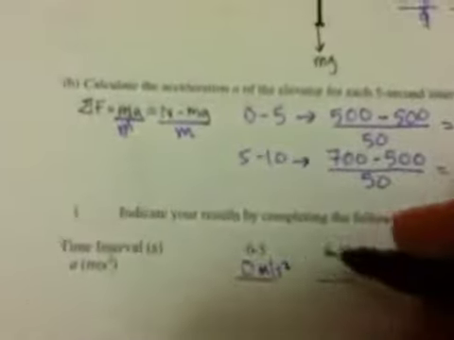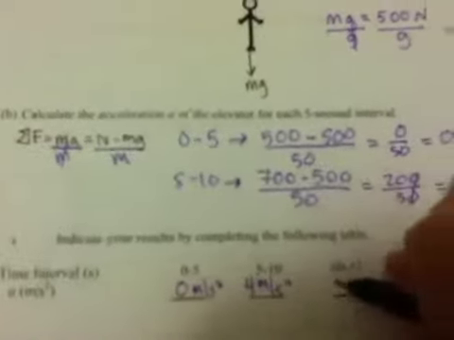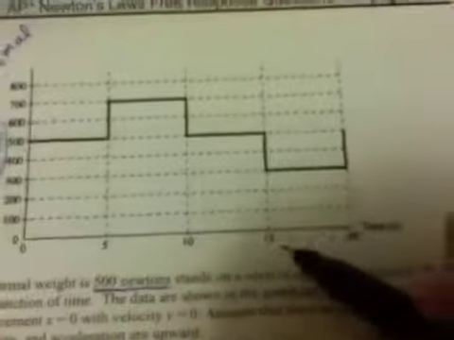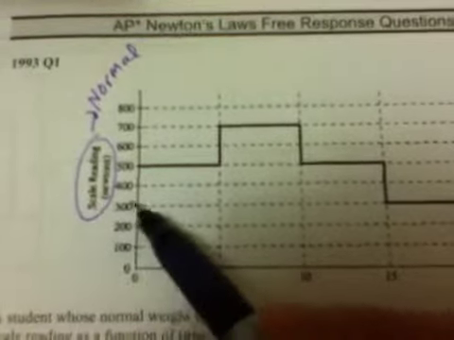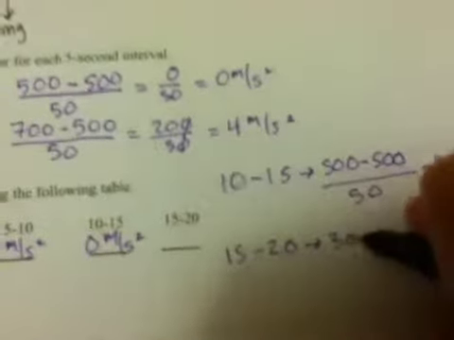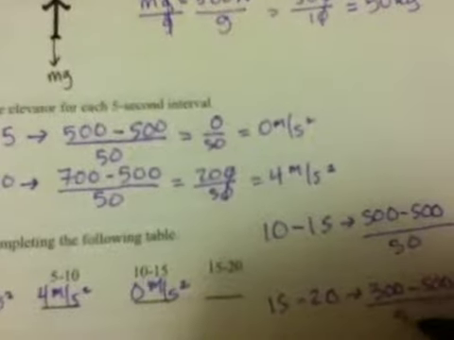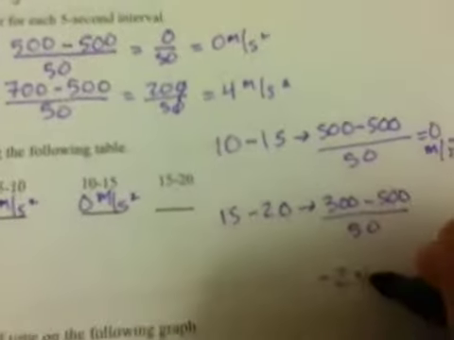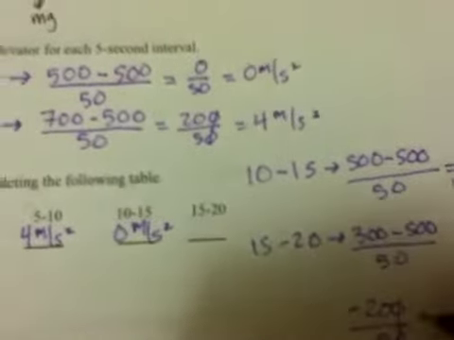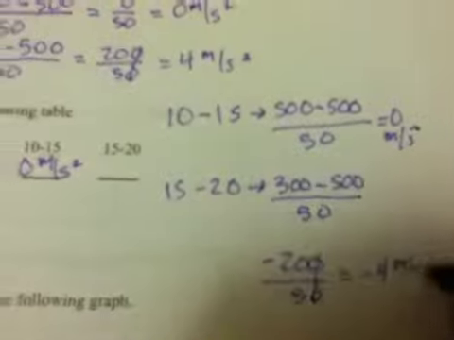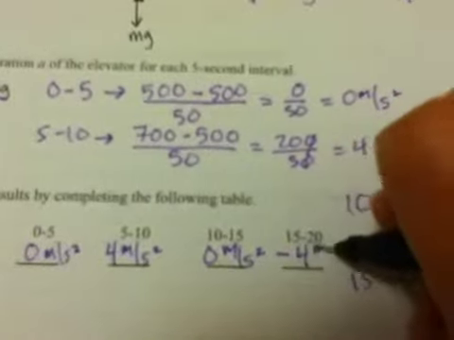And so let's not forget to write down, so we've got 4 meters per second squared, 0 meters per second squared, and then now let's do for the 15 to 20 seconds. All right, so from 15 to 20 seconds, we see that the scale says 300, so our normal weight is 300. And so now from 15 to 20 seconds, we have this 300 minus the 500 divided by the 50. And so we end up with negative 200 divided by 50. And so we end up with negative 4 meters per second squared. So we write that down in our next, so negative 4 meters per second squared.